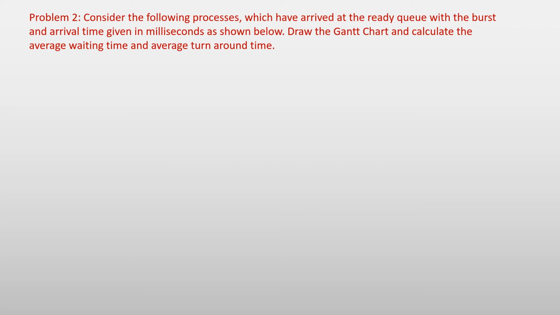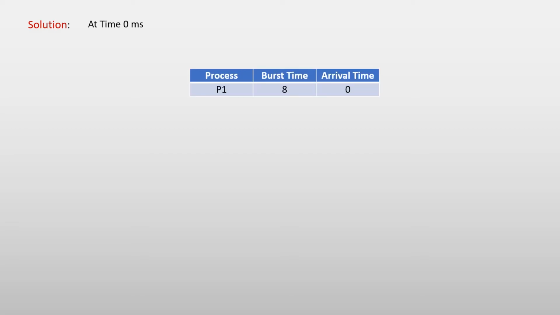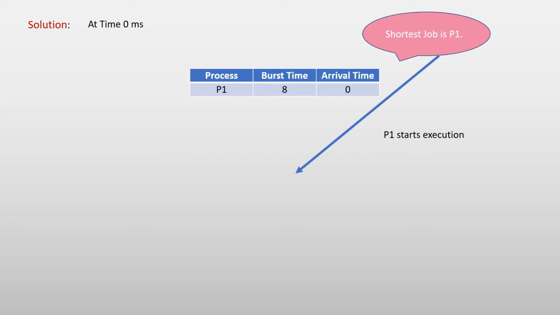Now let's go to the next problem. In this problem, we are given 4 processes, their CPU bursts and arrival times. We have to go through the 0 millisecond, 1 millisecond, 2 millisecond, and 3 millisecond calculations in that order. At time 0, process P1 arrived with a CPU burst of 8 milliseconds, and hence the CPU will be allocated to process P1, and its Gantt chart is 0 to 1.